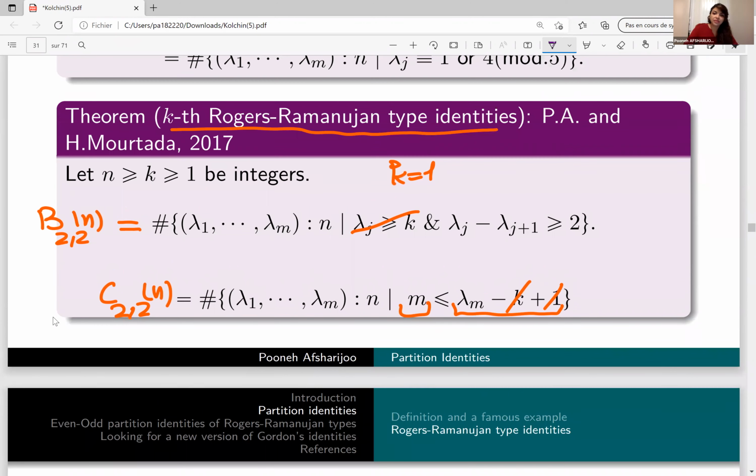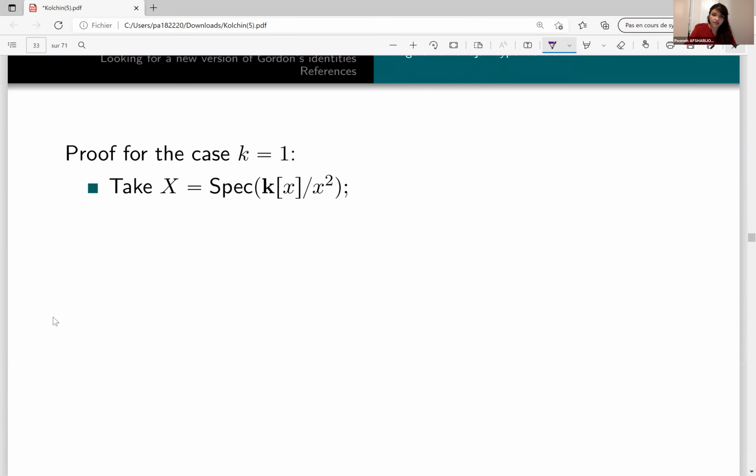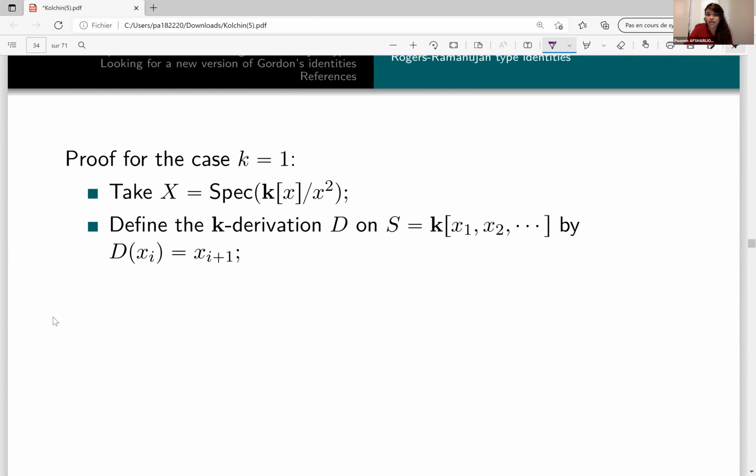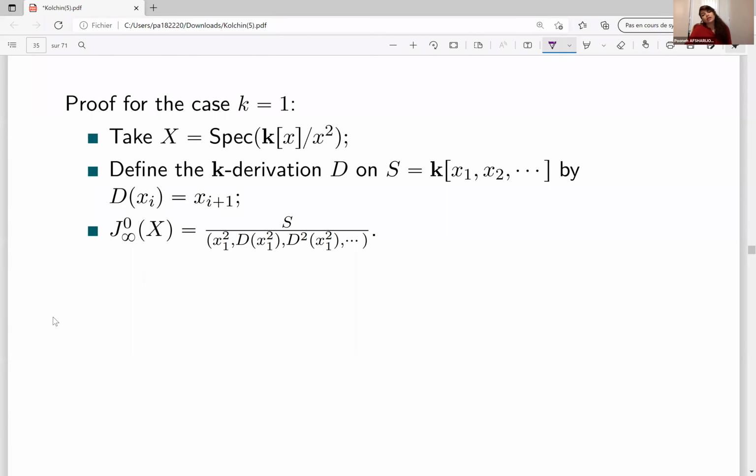For proving this theorem, we proved it first for the case k equal to 1. By our first method, we took the algebraic variety x squared in k of x, and then we defined a k-derivation d on S by d of x_i equal to x_{i+1}. And then we computed the focus arc algebra of X, and we observed that the ideal which defines this focus arc algebra is a differential ideal generated by x_1 squared and all its iterated derivatives.